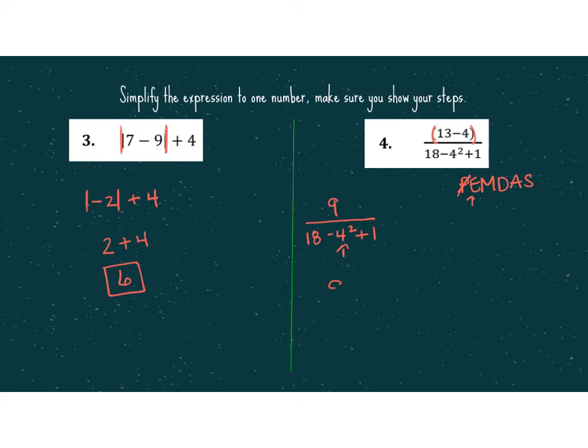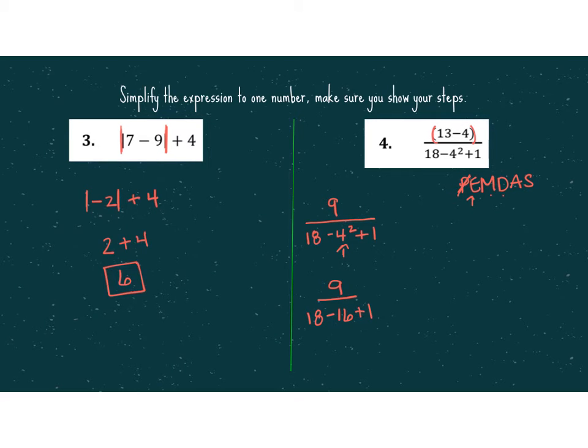So now I'm going to leave that 9 at the top. And now I have 18 minus 16. That minus is still going to stay there. We're not going to do anything with that minus. And then we have plus 1. Okay? When I look, I don't have anything to multiply. I don't have anything to divide. So now I'm just doing adding and subtracting. And remember, those are going to go from left to right.